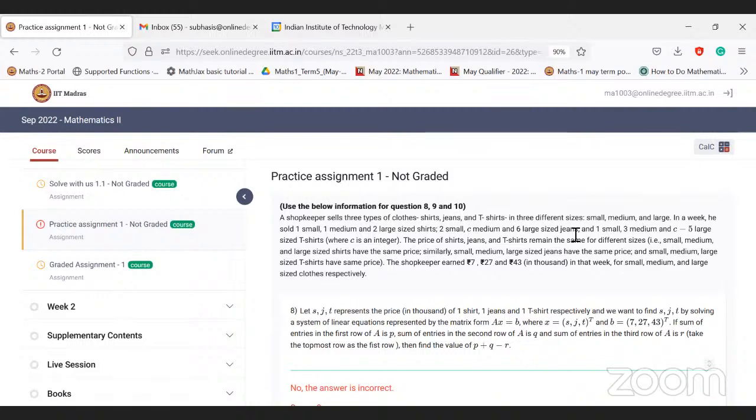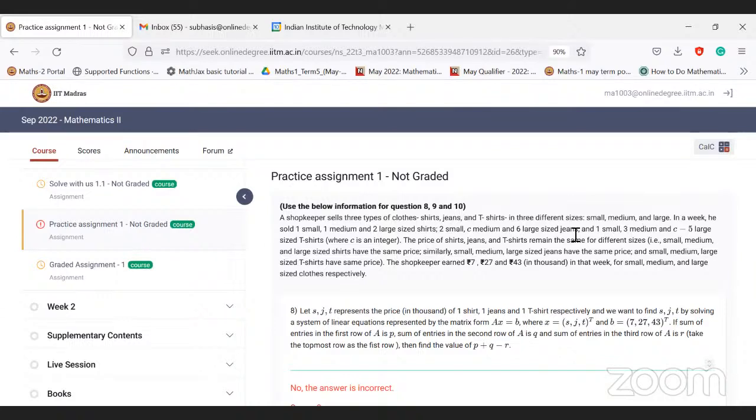Okay, so the thing is, you have three sets of prices, right? Correct? You have 3 sets of prices, right? So for the first one, you take that as x. For the second one, you take y, and for the third one, you take z. We are taking x, y, z for the shirts, jeans, and t-shirts? No, not for price, I mean, for price.